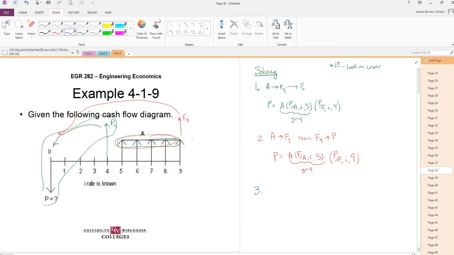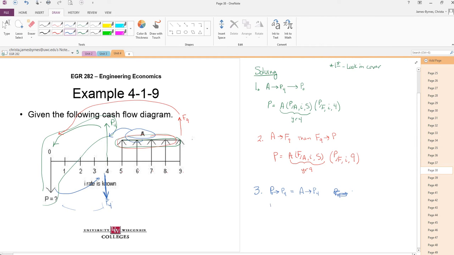The third way, what we could do is move our P up from year 0 to P4, to year 4, and set that equal to the A moved to P4. So we're going to take this P4 and move it up here. Then we're going to take these A's and move them back to here. And then we've got a value of P4, and then we have to move it back. Well, no, we don't have to, because we already know what P0 is. It would be an unknown.